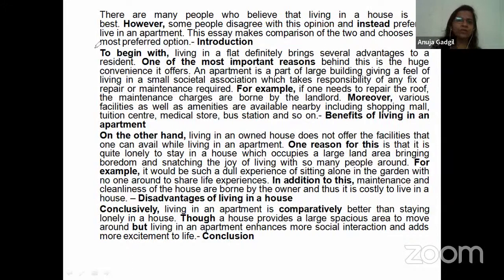Okay. Now, this particular paragraph 2 talks about apartments, the advantages of apartments, as per the keynotes we have learned in the previous slide. And the second para talks about the disadvantages of living in a house, the positives of your viewpoints, okay, and how you are using points against living in a house, how living in a house is disadvantageous. Fine.